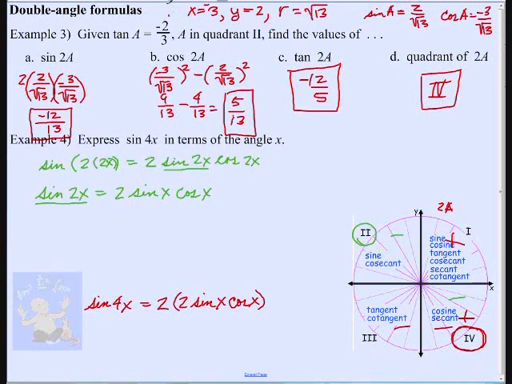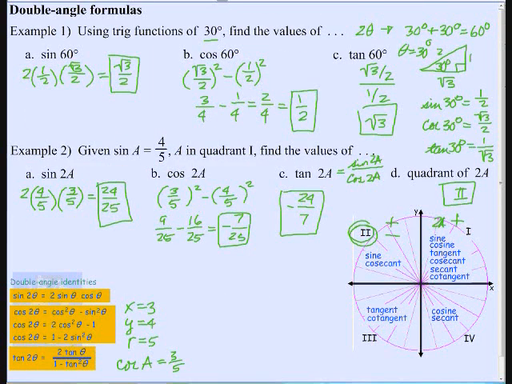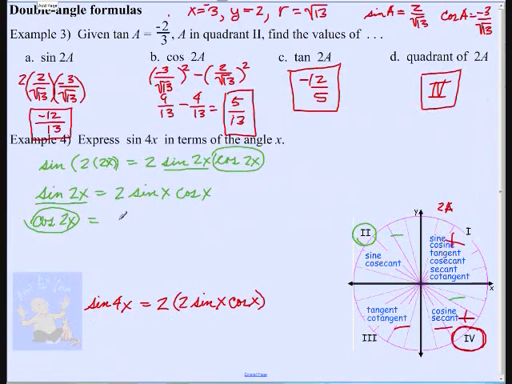So let's go back to green. This one. Cosine 2x equals, what do we say again? 1 minus 2 sine squared x.